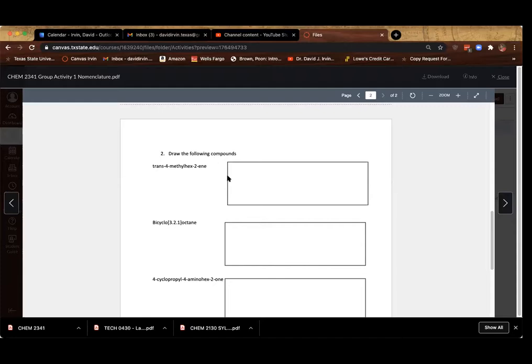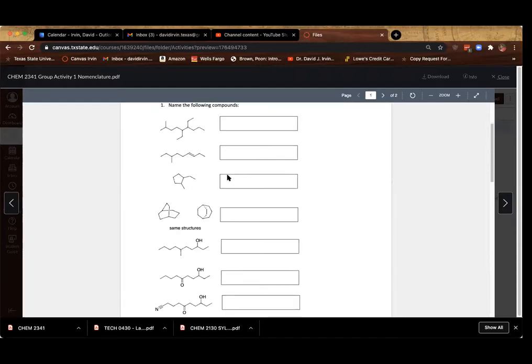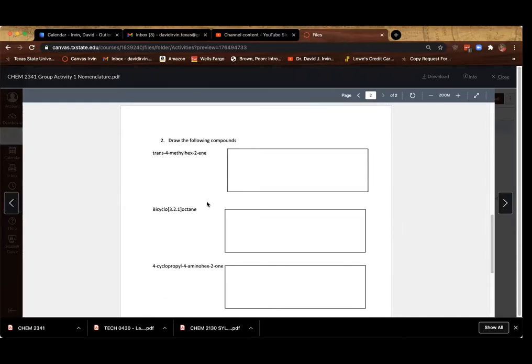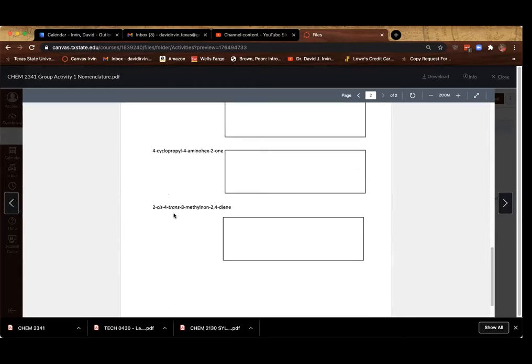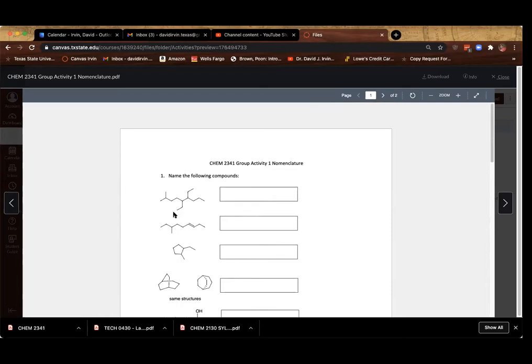Yeah. Okay, so the first half is fill in the name. Now the second half is the opposite. What I want you to do is to take the name and start drawing the structure. Obviously, you want to have a scratch piece of paper for this first, and then you can start drawing out the structure for all of these. And so when you're done, go ahead and take pictures and upload them to Canvas.